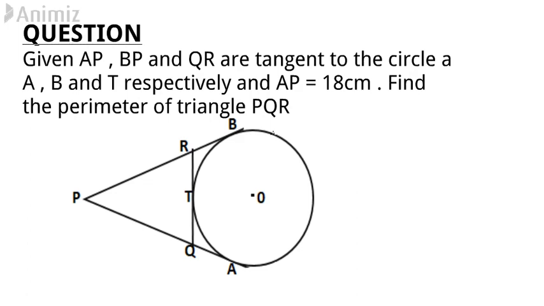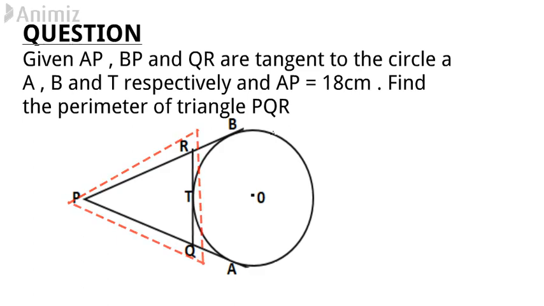Hello guys, so in this tutorial we are given this type of circle theorem question. Find the perimeter of triangle PQR. This triangle, we are asked to find the perimeter. That's the area bounded by this triangle PQR.